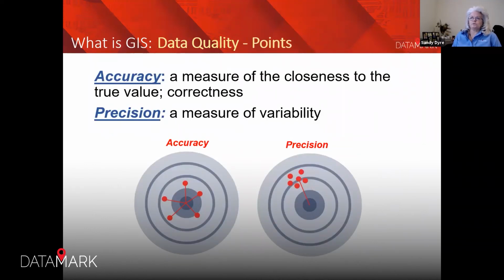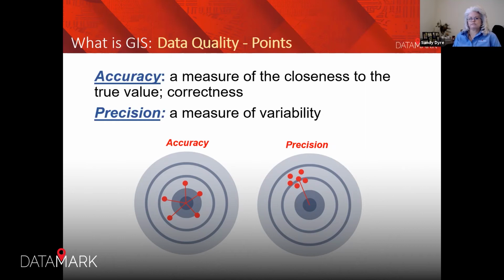So the first 2 points of data quality are accuracy and precision. Let's apply to the address points. Well, the point data type, we'll call them address points because that's probably the most commonly known point file. And actually, I'm going to ask Jeff to explain accuracy and precision because he does this much better than I do.